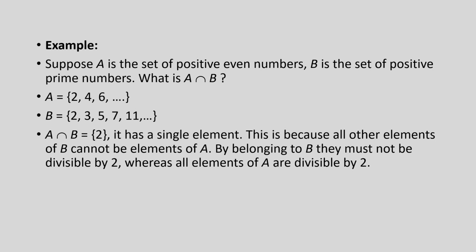By belonging to B, they must not be divisible by 2, because that is the definition of prime numbers: they should not be divisible by any other number except 1. So, all these elements of B are not divisible by 2, whereas all elements of A are divisible by 2. So, except the number 2, there is no intersection.